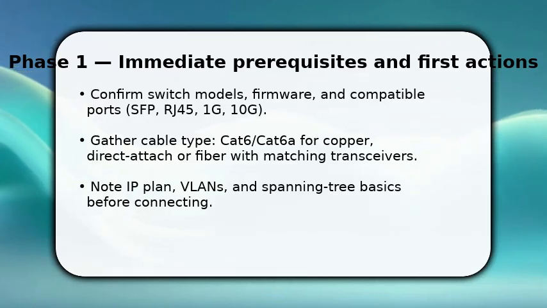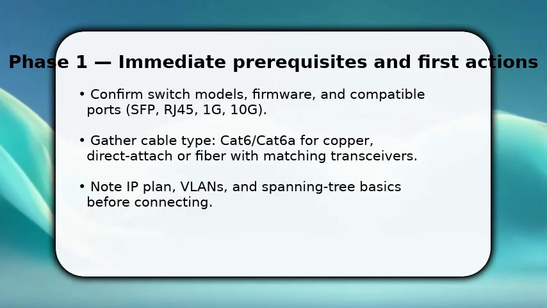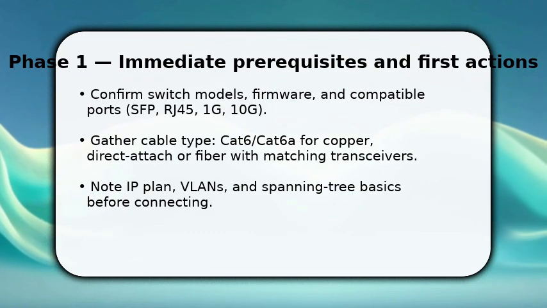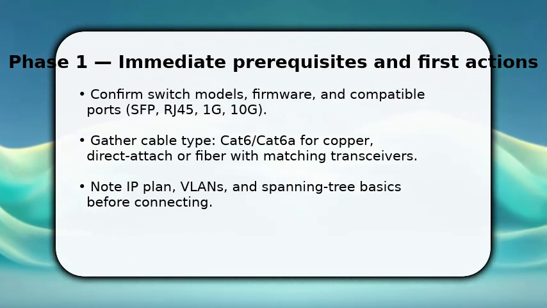Make sure you've recorded the IP plan and VLAN assignments, because linking switches changes traffic paths. Knowing spanning tree basics prevents loops. Now power and console access should be ready, and you can move to the physical connection.